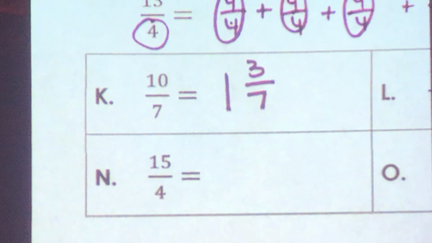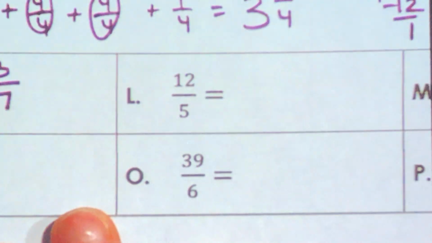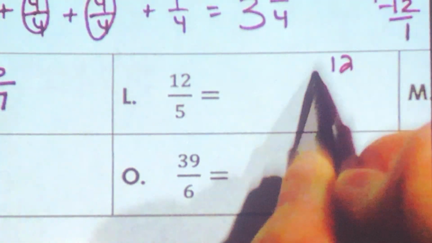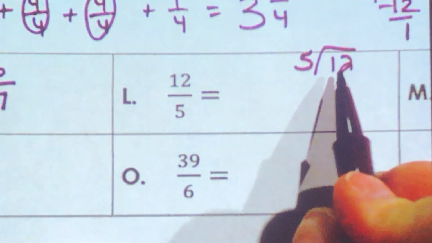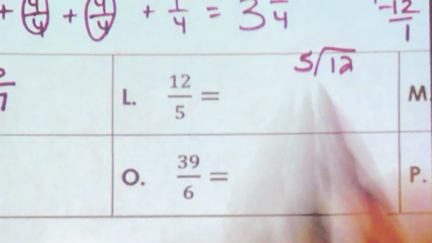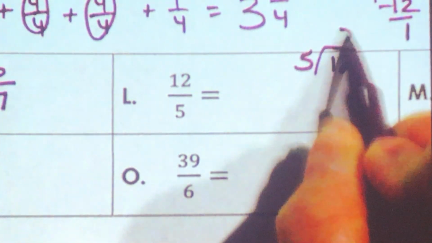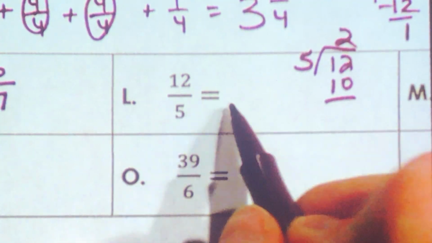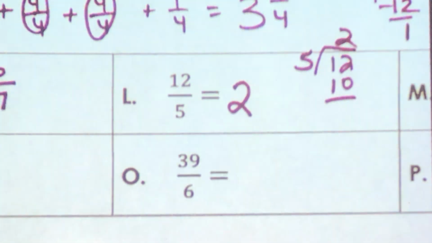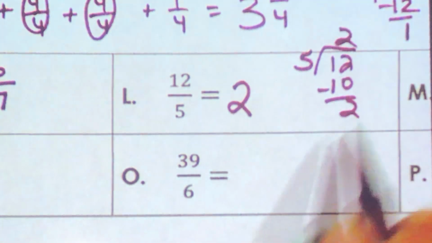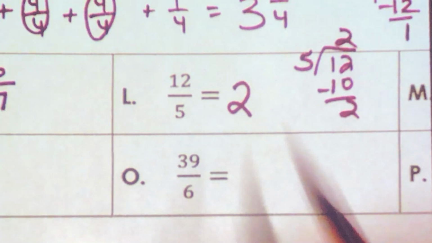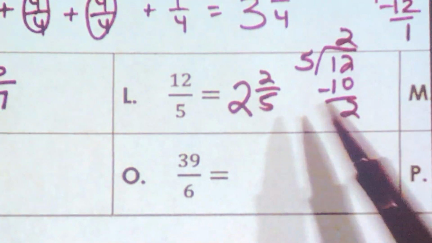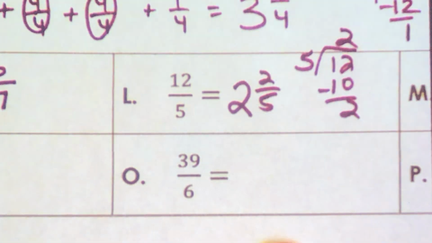So it works. Letter L, 12 fifths. So again, I can go ahead and say, okay, well, how many times does 5 go into 12? How many full times? How many 5 fifths can I make? Well, 5 times 2 is 10. So that's the number of 5 fifths I could make. I can make 2 5 fifths, right? Now, I still have 2 extra left over. So that means that 2 fifths of one more whole would be shaded. So 2 and 2 fifths is equivalent to 12 fifths.